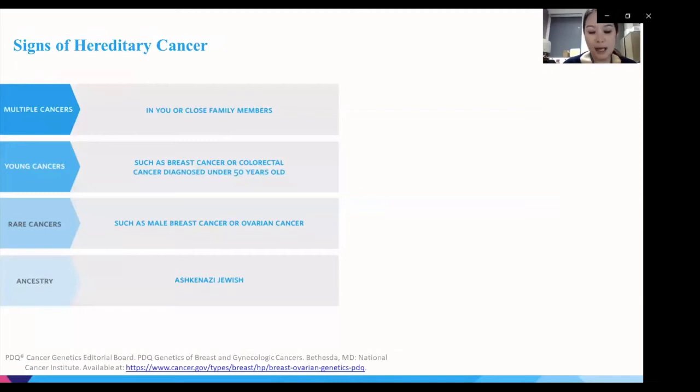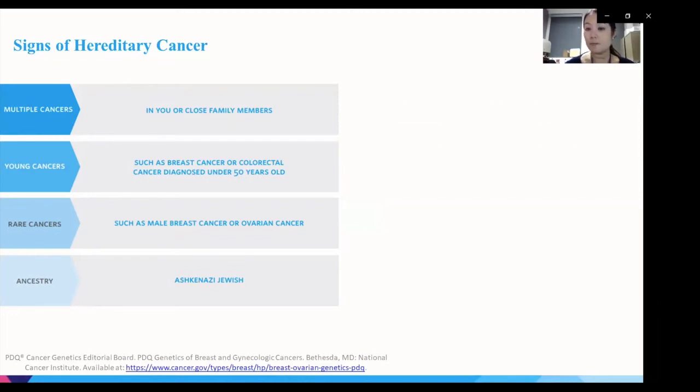So another question I oftentimes field is questions about hereditary cancer syndromes. And there's a couple of red flags to look out for when you're speaking with a patient and obtaining their family history when it comes to cancer that should put up red flags for you about a possible cancer syndrome in the family. The first is multiple cancers, either in your patient or in first-degree family members. The second is a young cancer, so a breast or a colon cancer that are diagnosed under 50 years old. The third is rare cancers like male breast cancer, and then sometimes ancestry, like Ashkenazi Jewish ancestry, can also provide a clue.